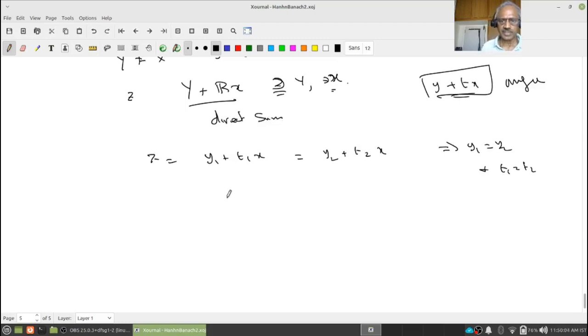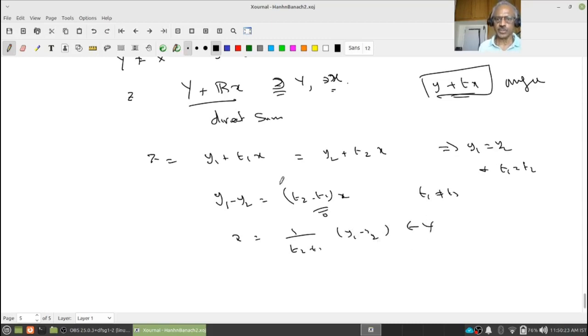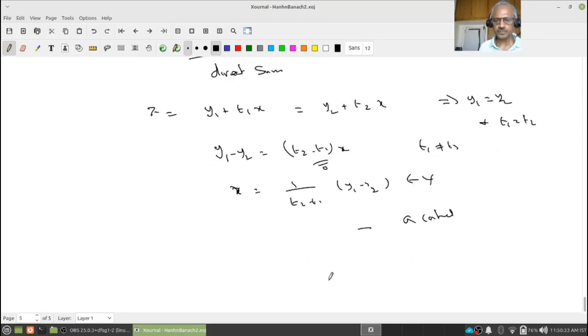That's very easy. I will look at y1 minus y2 equal to t2 minus t1 times x. If t1 is not equal to t2, this is non-zero. That means x is going to be 1 by t2 minus t1 times y1 minus y2, and this is an element of Y, because y1 and y2 are in Y, a vector subspace, so a scalar multiple stays in Y. Therefore x is an element of Y, a contradiction. Therefore this is a direct sum. Make sure you understand this; I should have explained it in the last algebraic version.